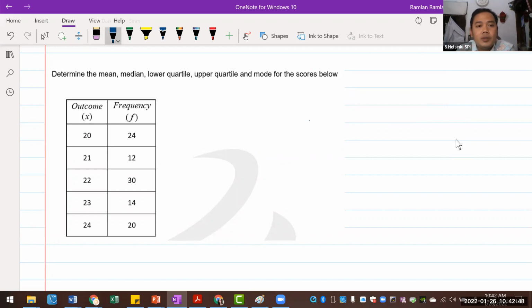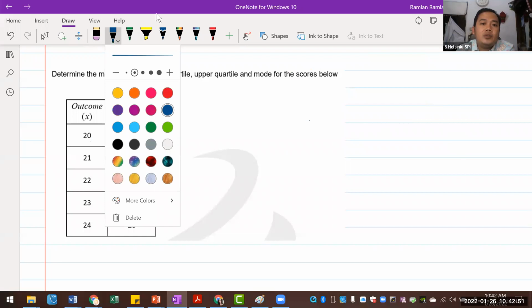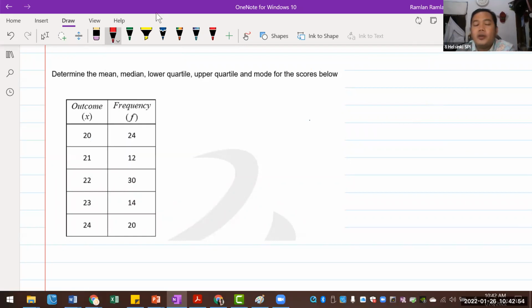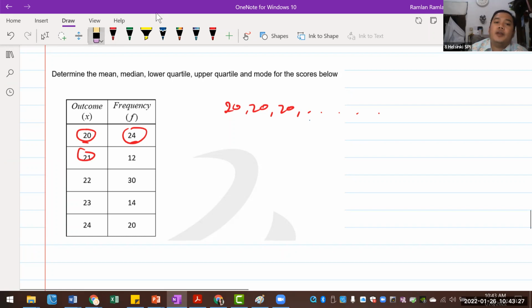So the first thing that I really want you to understand is that you know how to read this table. So what does this 20 and 24 mean? What is the connection between those two? The 20 and 24 mean that the value of the data is 20, and there are 24 of them. There are 24 of 20. Jadi 20-nya ada 24 gitu. Ya, 20, 20, 20. Ini ada 24 biji gitu. So yeah, the same thing with this one. There are 12 of 21s, there are 30 of 22s, and so on.